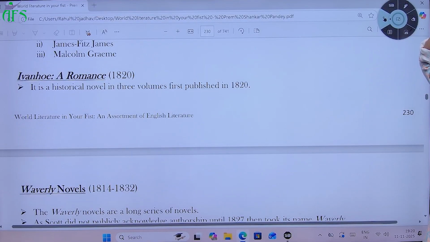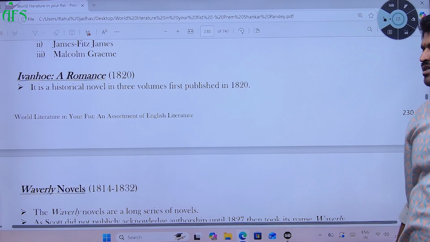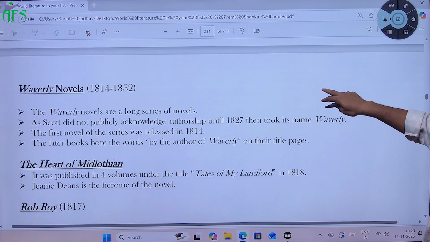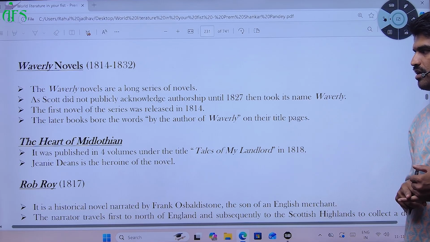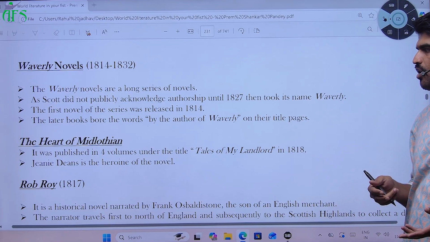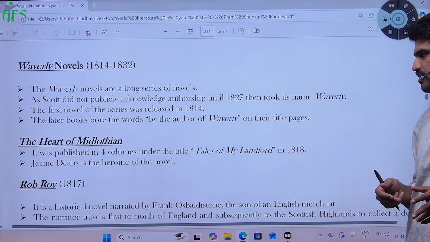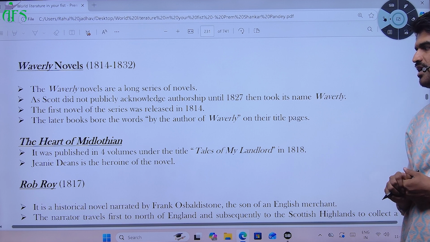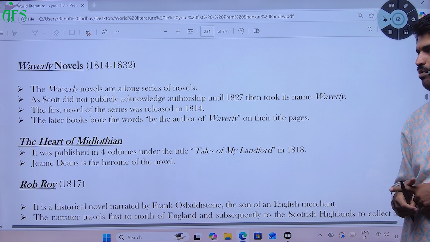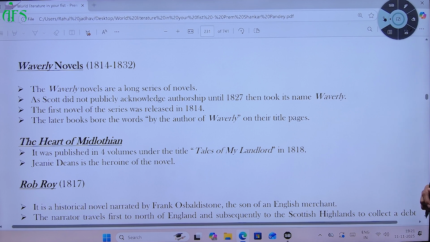It is a historical novel in three volumes published in 1820. Then Waverley novels. The Waverley novels are a long series of novels, as Scott did not publicly acknowledge authorship until 1827, and the series took its name from Waverley. The first novel of the series was released in 1814. The later books carried the words 'by the author of Waverley' on their title pages.